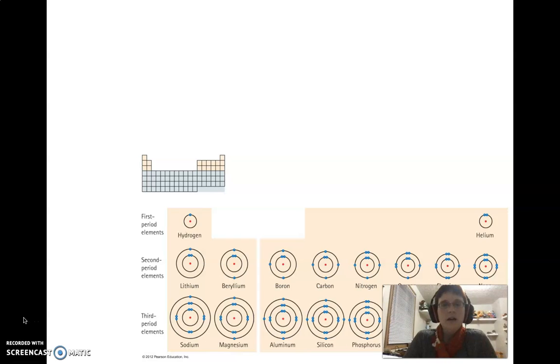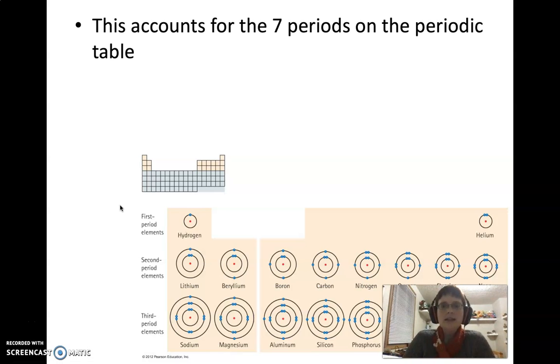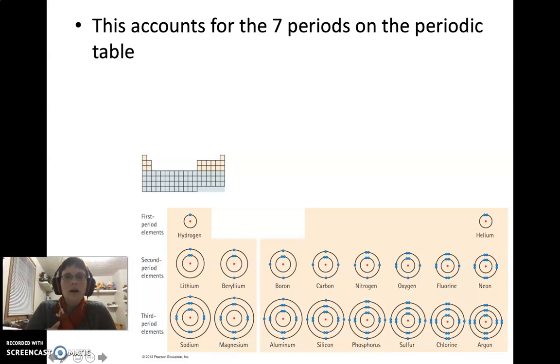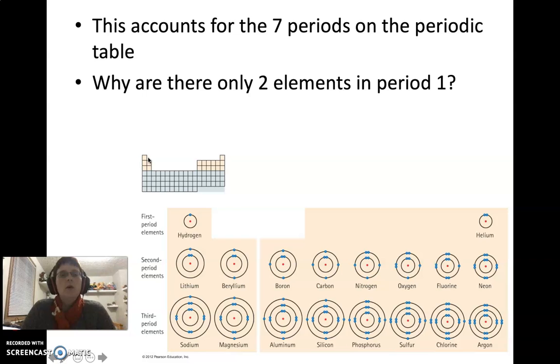So here we've got our little periodic table. It doesn't have all the elements in it. It's just so we can see the general pattern. And that's the thing. The shell model actually accounts for the periods on the periodic table. So if we look, why are there only 2 elements in period 1? I mean, that's why we've got the little peaks up here on the castle. So this is hydrogen and helium. So why are there only 2 elements in period 1?